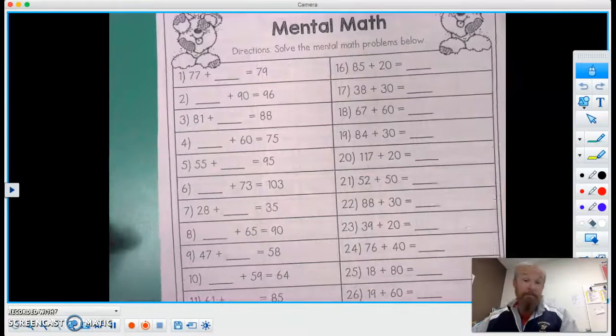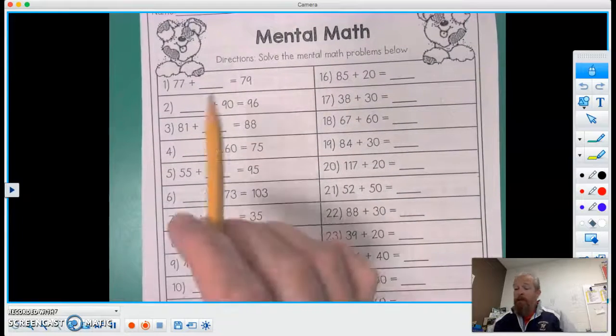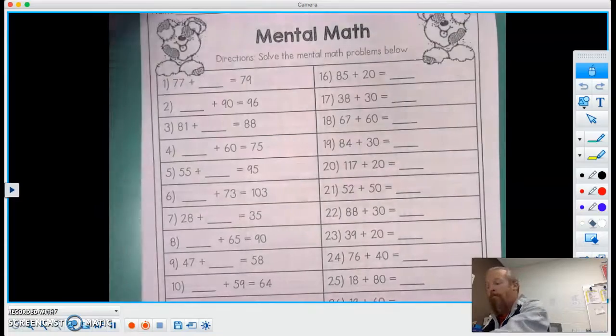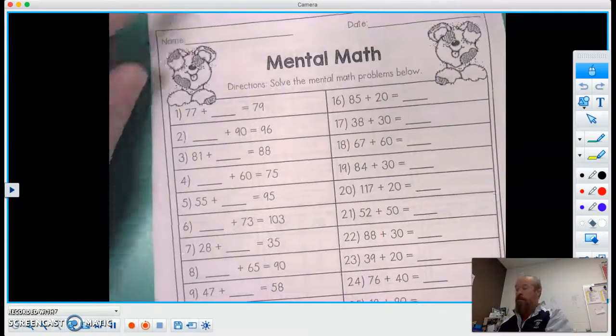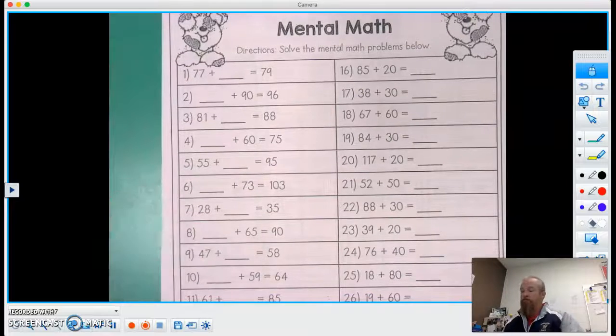The final page of our fall math boxes, page 17. Mental math. Directions: solve the mental math problems below. These are always a little bit trickier because we have to think of numbers a little bit differently. I'll explain as we go and show you a couple of ways I'm thinking of it and see what you think, all right?